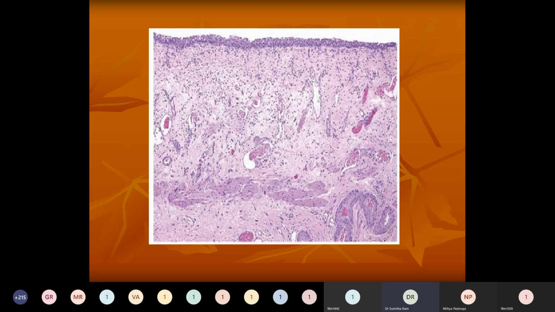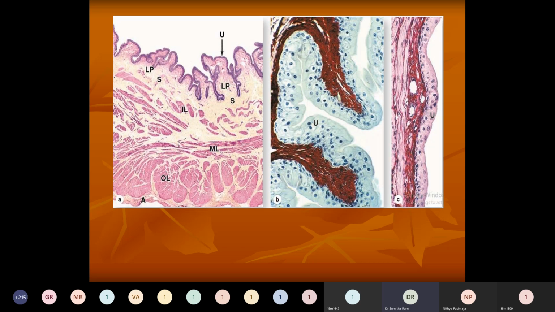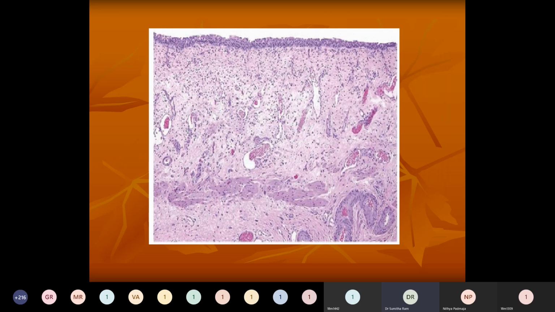This is in the resting stage. The 7-layer thick epithelium can be in the resting stage, and when the bladder is distended, it can reduce to almost 1 cell thickness. The same picture again explains the urothelium with the lamina propria, and this is the muscularis propria, which is the detrusor muscle.